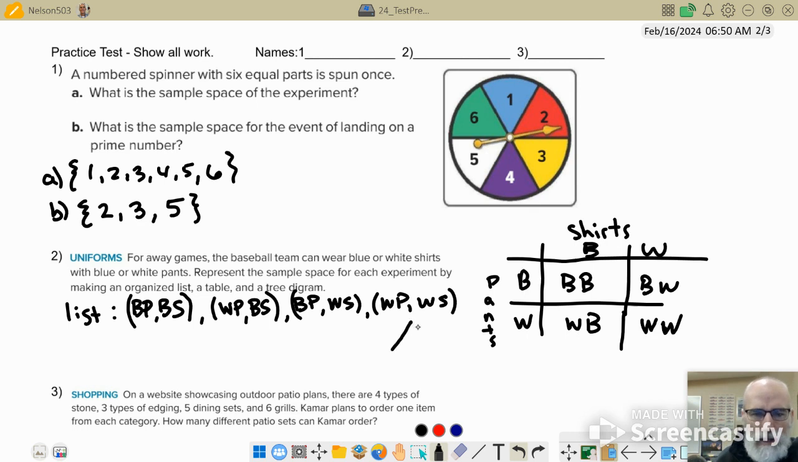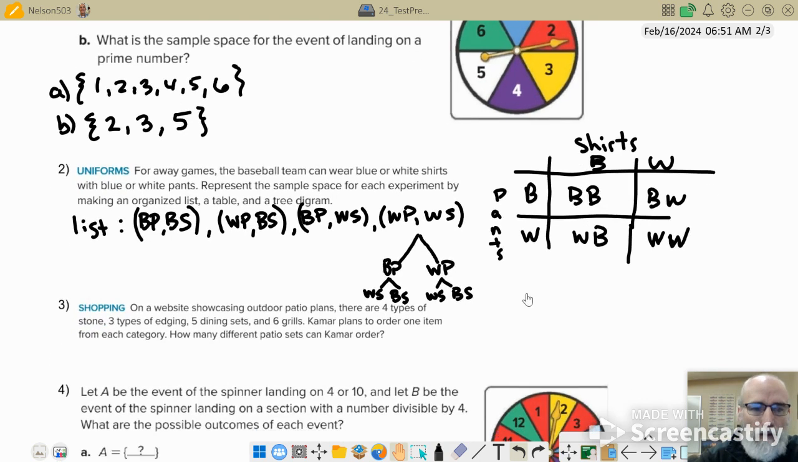And then it says a tree diagram. So a tree diagram looks like this. You have a decision to make. Are you going to wear the blue pants or the white pants? Then you make another decision after you've chosen those blue pants. You say, I could wear my white shirt or my blue shirt. And then after I've chosen the white pants, I could say I could wear my white shirt or my blue shirt. Okay, so you can see there are 4 options here, 4 combinations. So that's what the idea of making a picture does: it helps you count the sample space.